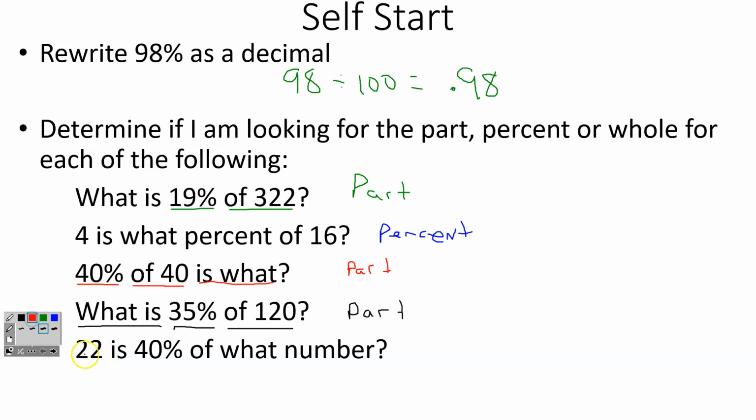The last one says 22 is 40% of what number? Well, I look for my percent. There it is right there. I'm looking for my part, so I look for is. It says 22 is. So I know it's not the part. And then it says of what number? So the of, that's my whole. On this problem, I'm looking for the whole.